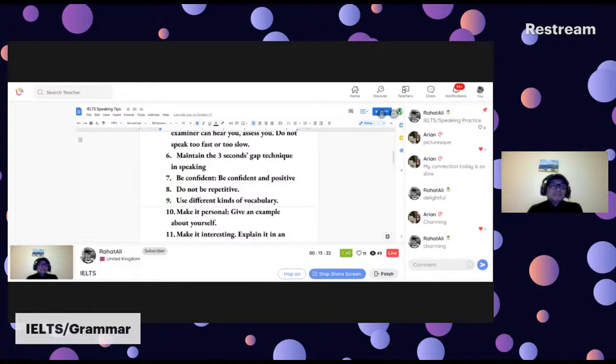All right, number 10, make it personal. Give an example about yourself. So when you're having a conversation, remember that do not give anyone's example. People might be offended. So say about yourself. Like if you like to give an example with the word beautiful, like it's a beautiful day. I like walking on a beautiful day. I like practicing on a beautiful day. Now do not use beautiful once again, yeah?